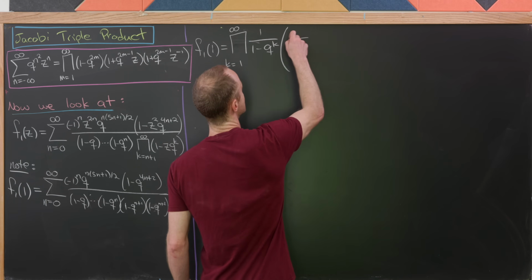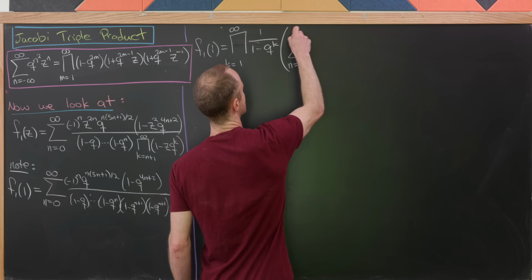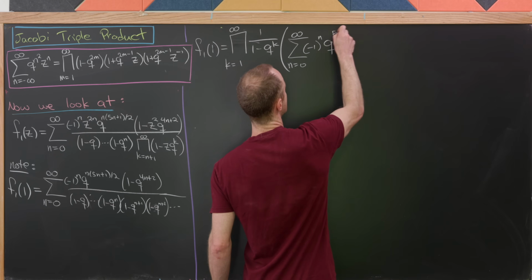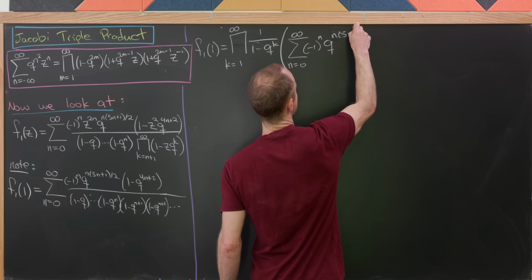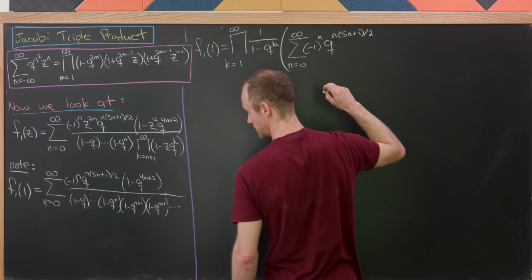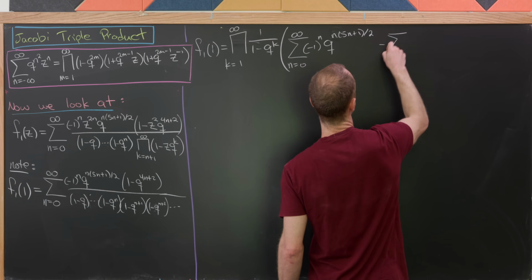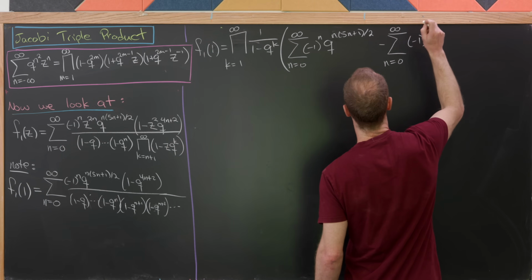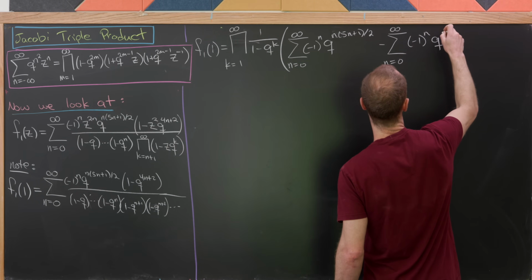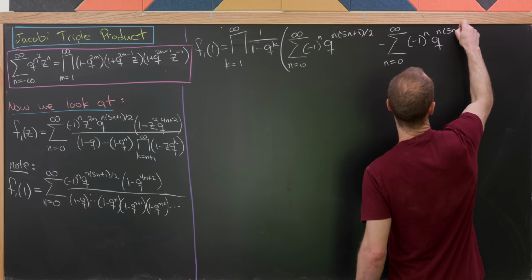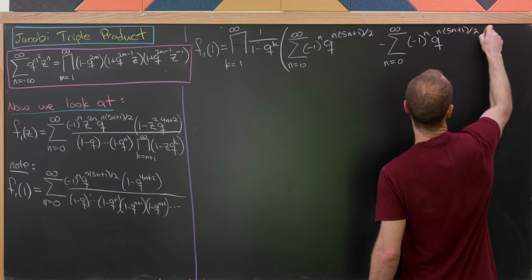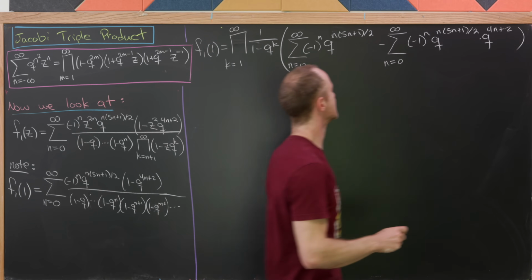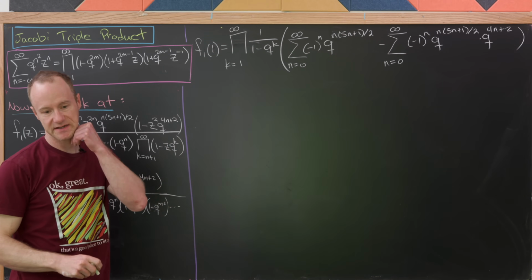rest. Okay, so we've got our sum as n goes from 0 up to infinity, minus 1 to the n, q to the n times 5n plus 1 all over 2. And then from that, we will subtract the sum as n goes from 0 to infinity, another minus 1 to the n. And now we'll have a q to the n, 5n plus 1 over 2 times a q to the 4n plus 2. Okay, so something like that.